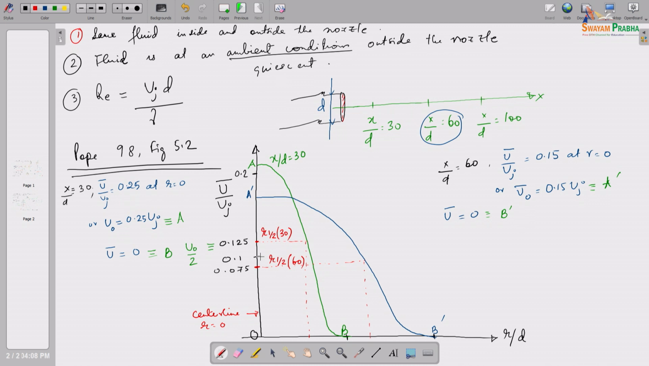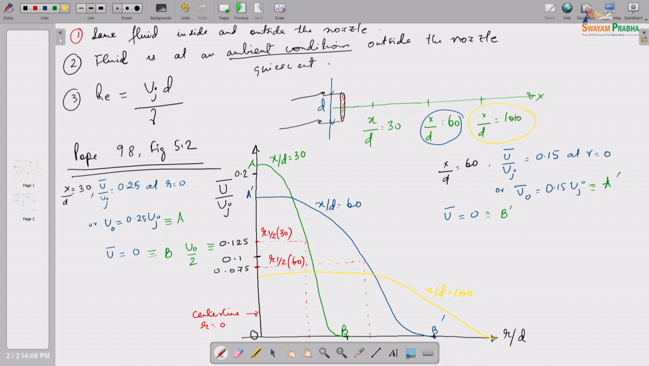So, this is the r half at basically b, okay. And then again I have another plot. Okay, let us see if I were to draw that. So, that other half is somewhere from here, and it is here, and this is for x by d equal to 100, and this one was x by d equal to 60, right.